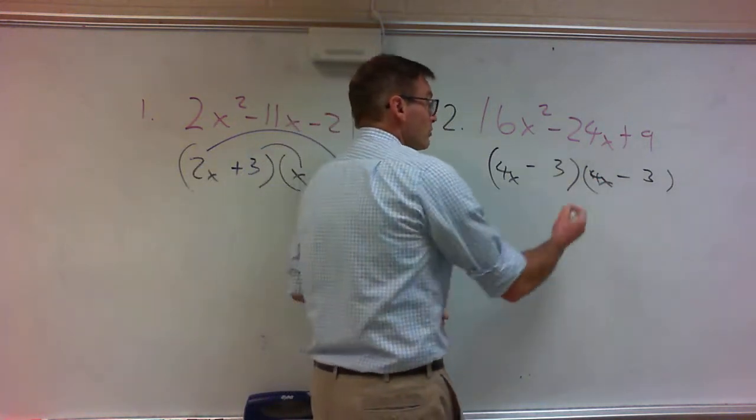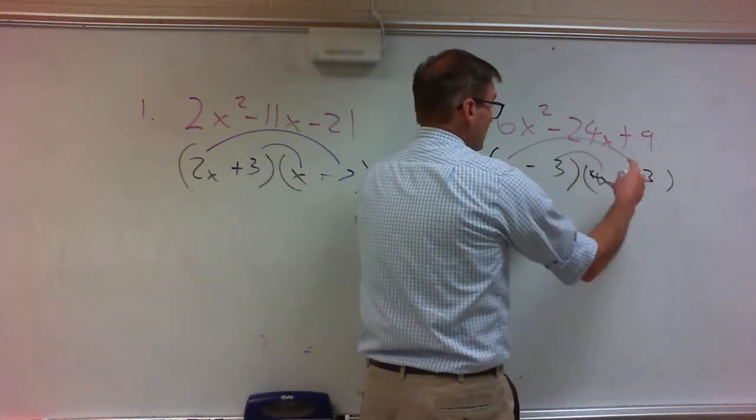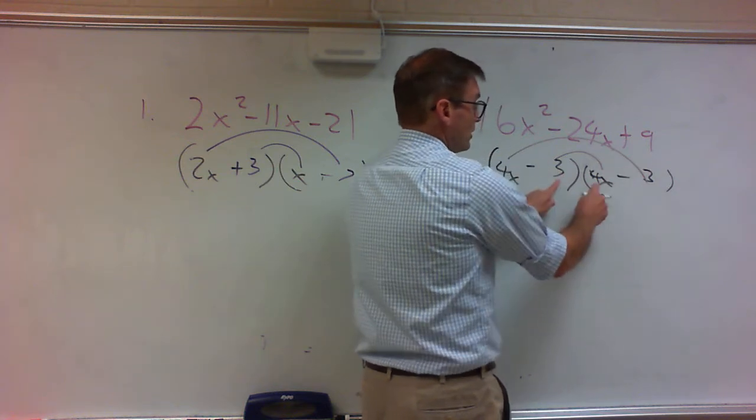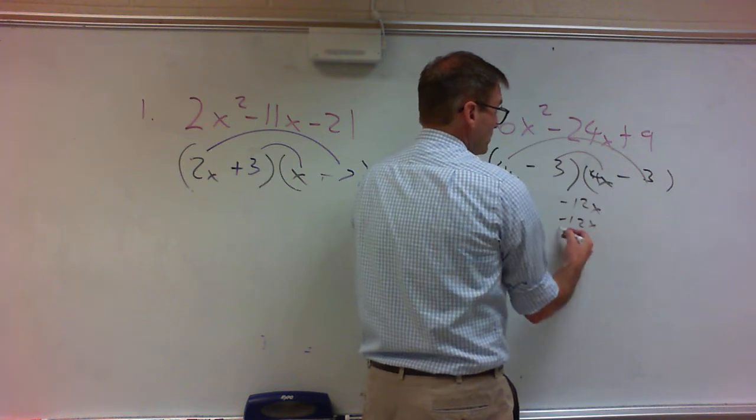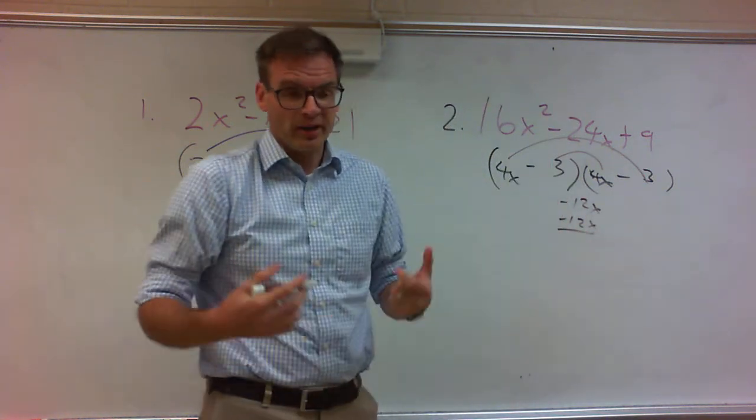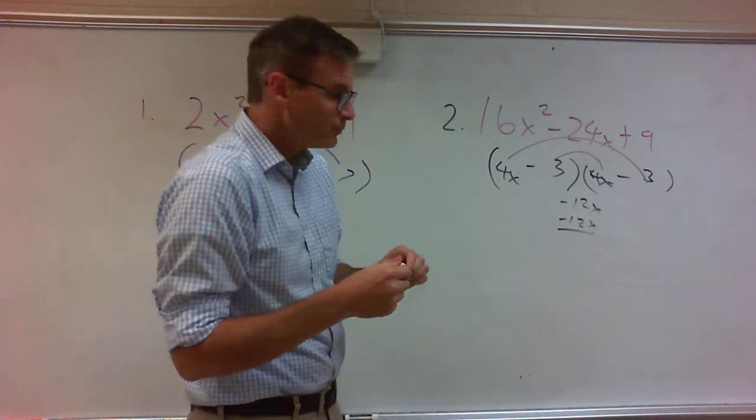You get your middle term from this times this, and this times this. Well, this times this gives me a negative 12x. This times this gives me another negative 12x. Oh, look, I get the negative 24x. It works, and I know it's right.